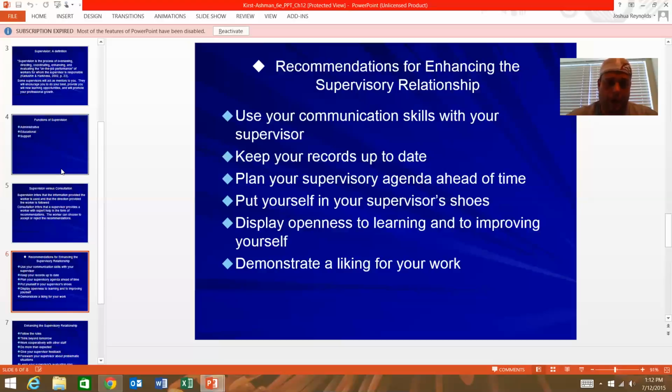Displaying openness. I've had staff who, anytime I bring up anything constructive, would automatically tell me why it wasn't their fault or it was someone else, or blah, blah, blah.